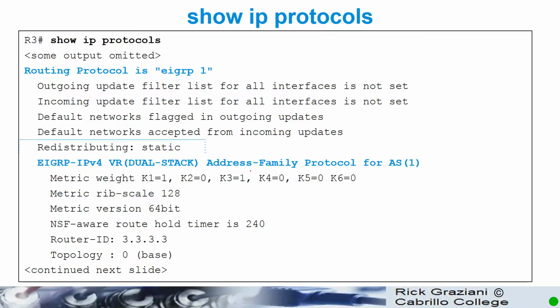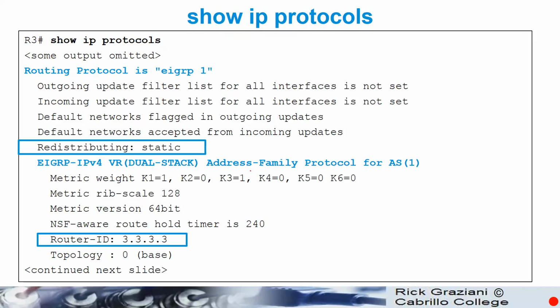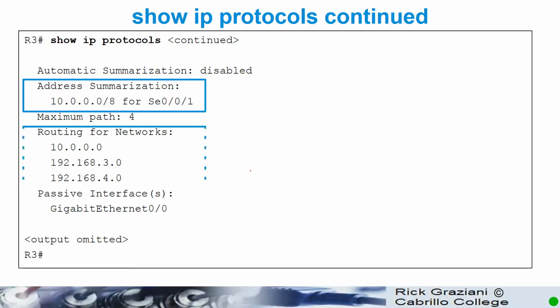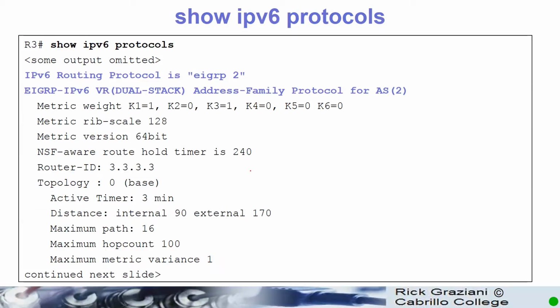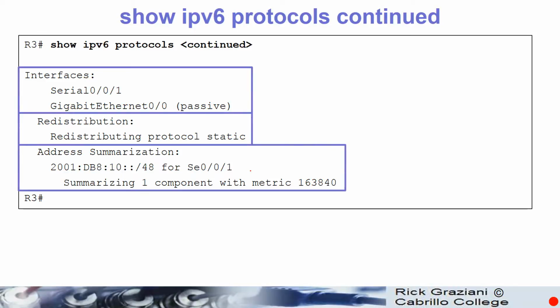How do we verify that routing protocols are functioning correctly? You can do a show ip protocols. You can see things like the statics, the router ID, the appropriate K values and bandwidth values, hold timers. You can see the summarization, if it was automatic or manual, for the appropriate networks that it has, and what passive interfaces it has. We can do the same thing with IPv6. There is our router ID, and again, the interfaces, redistribution, summarized addresses.